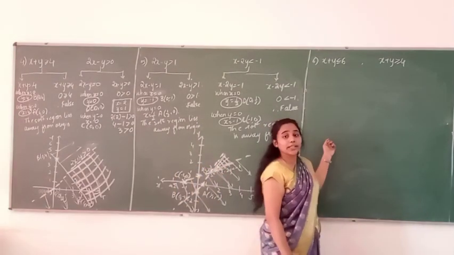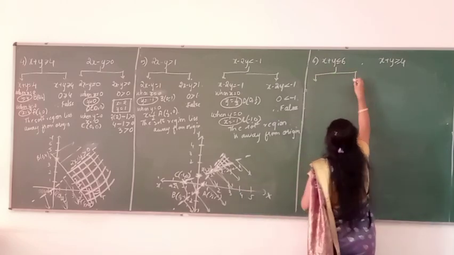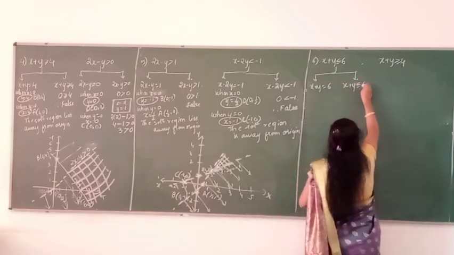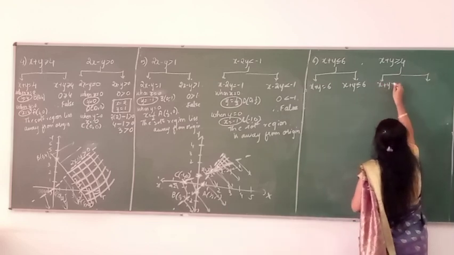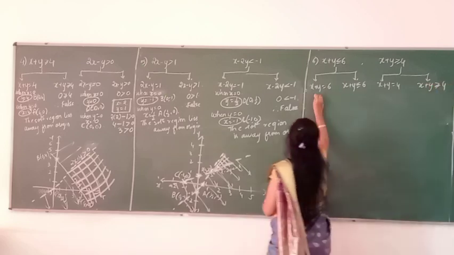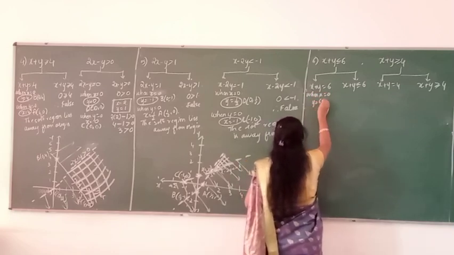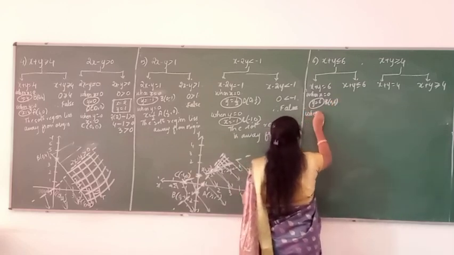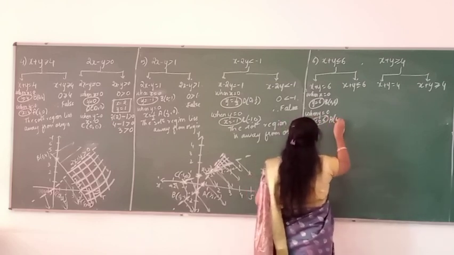Now let us check with the sixth problem. So x plus y is equal to 6 and x plus y is less than or equal to 6. Same way with the second inequality. So x plus y is equal to 4 and x plus y is greater than or equal to 4. So here when x is 0, y is 6, which is nothing but b is equal to 0, 6. And next one, when y is equal to 0, x is 6. So which is nothing but a is 6, 0.